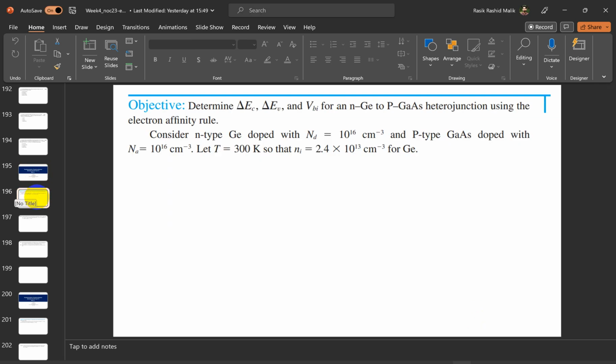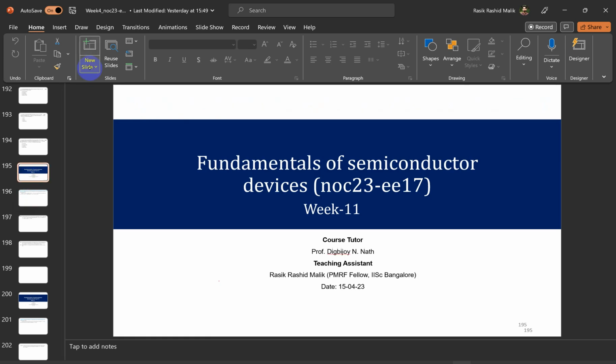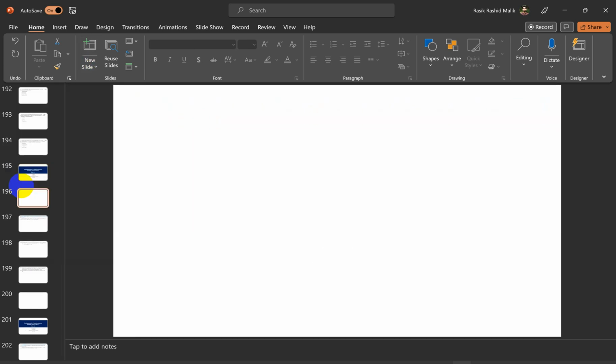The first question here is, we have an n germanium and p gallium arsenide heterojunction. Before solving this question, I'll give an overview of heterojunctions. Let me share a new slide over here.